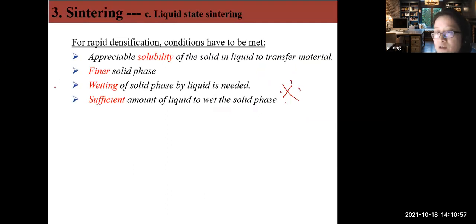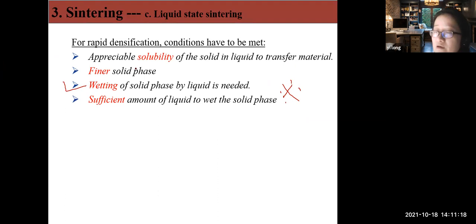The first one we explained already, right? The wetting of the solid phase by liquid is needed. First of all, you have to make sure it's wetting. If it's not wetting, you actually pull things away. Also, appreciable solubility of the solid in liquid to transfer materials. So what does this mean? Why do you need a certain solubility of solid in liquid to transfer materials?